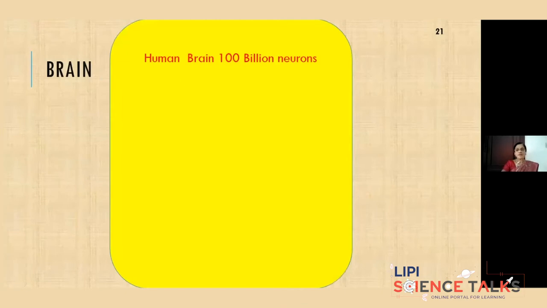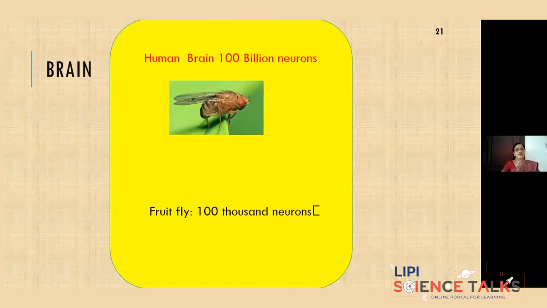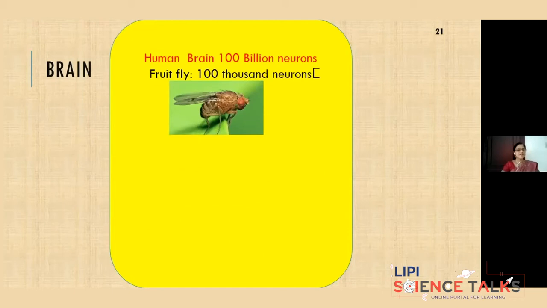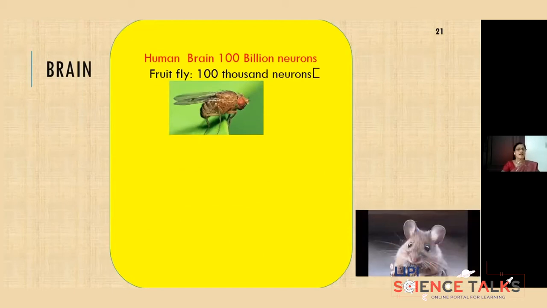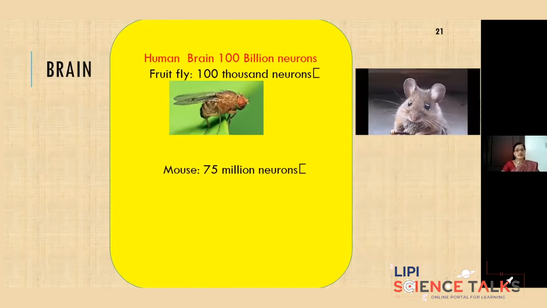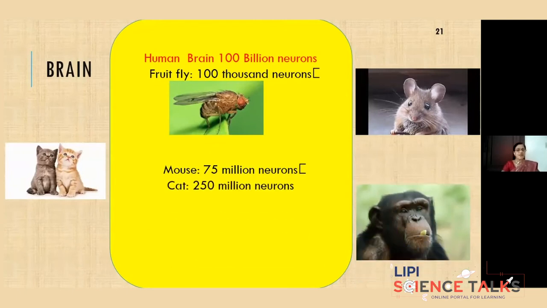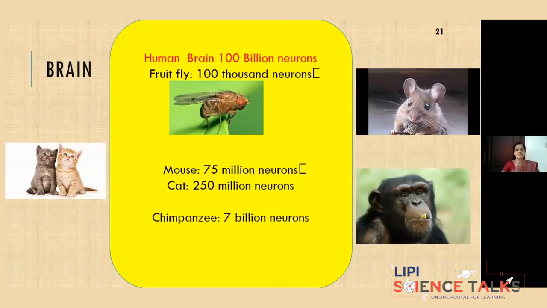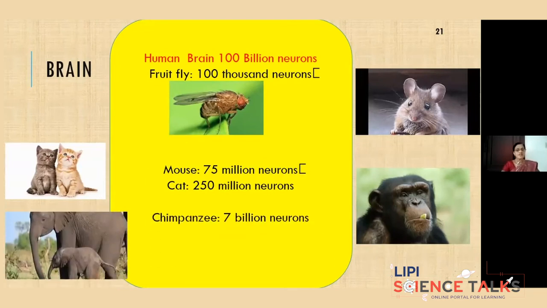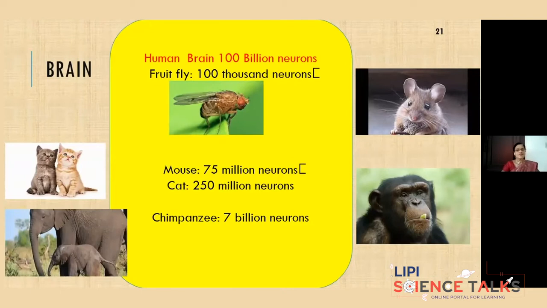Now, how many neurons are there in the human brain? About 100 billion neurons. And in the case of the fruit fly, it is only 100,000 neurons. In comparison with the human brain, it is very low. It is expected like that. And in the case of the mouse, it is still higher, 75 million neurons. In cats, 250 million neurons. In chimpanzees, 7 billion neurons. And of course, in the case of the elephant, it is greater than that of the human being. It is 257 billion neurons.